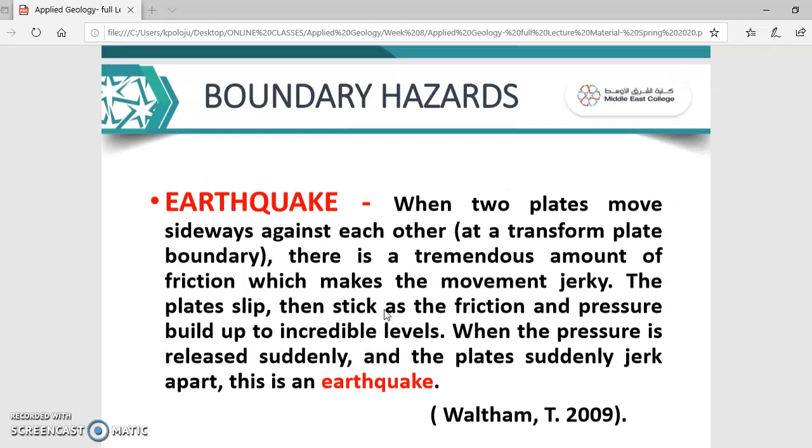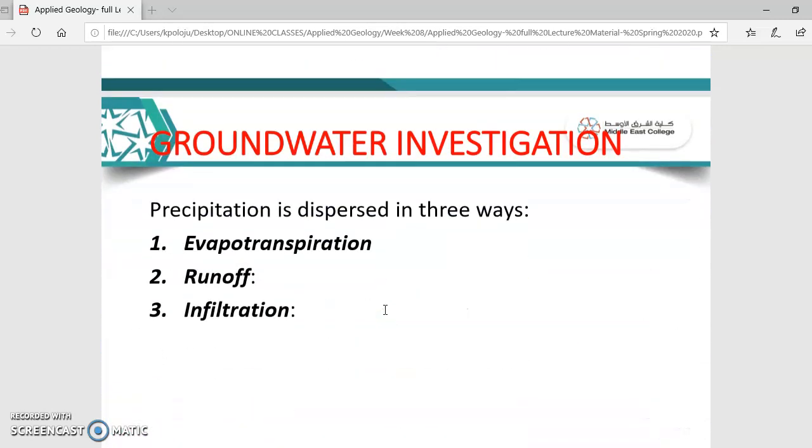This is about the earthquake, and the next topic, groundwater investigation. Groundwater investigation is to know the precipitation which is dispersed in three ways: evapotranspiration, runoff, infiltration. Evapotranspiration, the name itself indicates evaporation and transpiration. What do you mean by evaporation and what do you mean by transpiration?